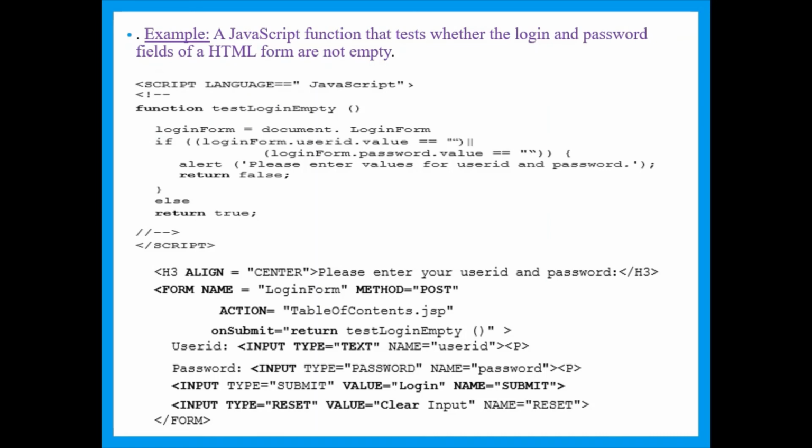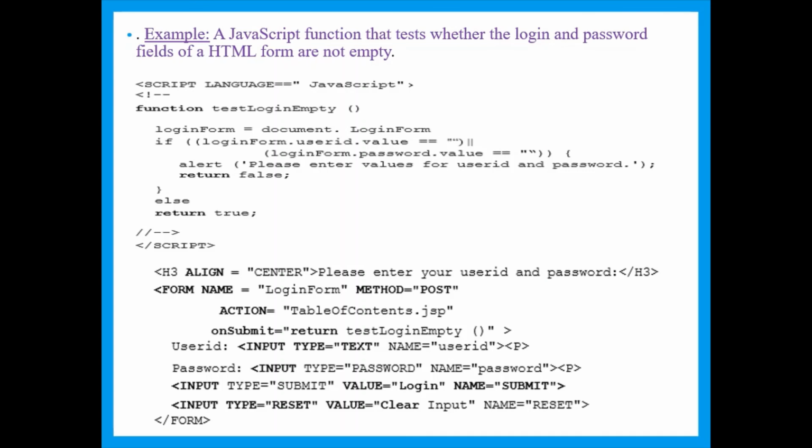This is a simple example of a JavaScript function that is used to check whether the login and password fields in the HTML are empty or not. For that, we are making use of JavaScript along with an HTML page. Let us see the JavaScript. Here we are using a script tag and specifying the language equal to JavaScript. It means we are making use of JavaScript code. So, we have opened the tag where we can perform the actual operation.